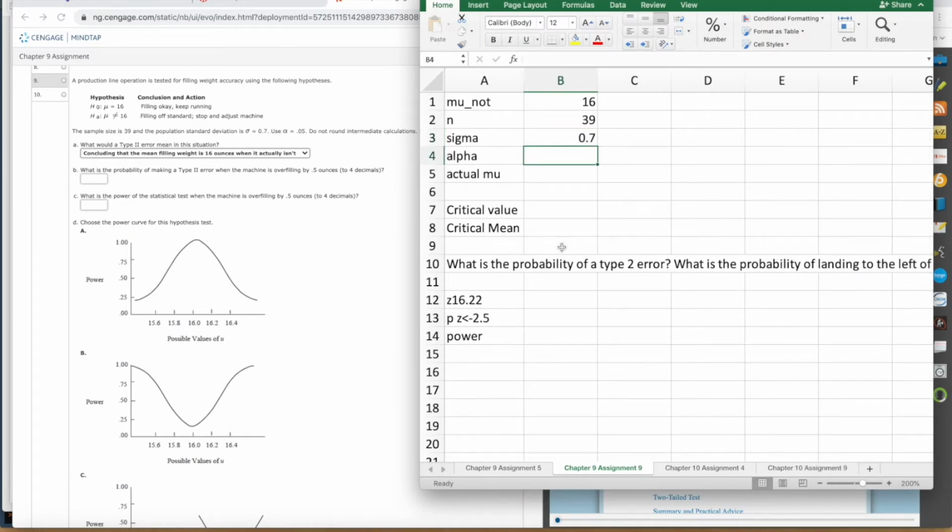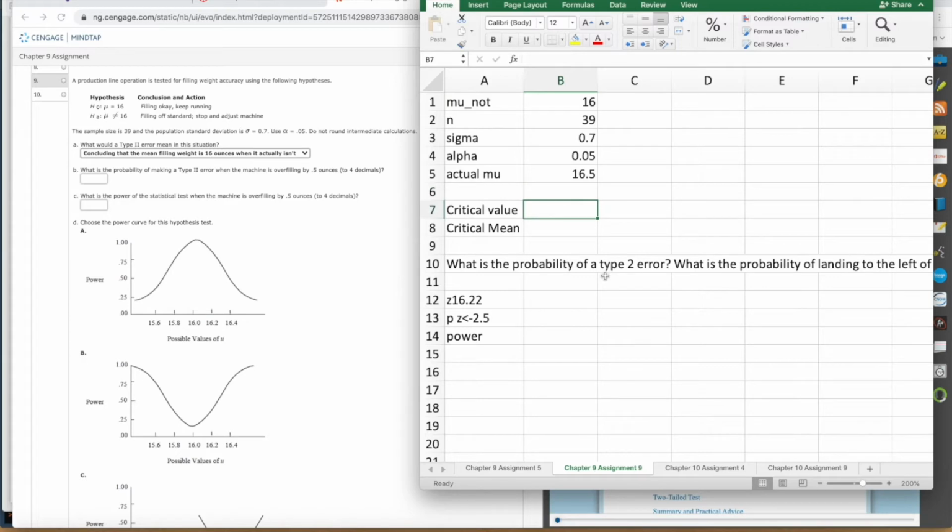Alpha, 0.05. Actual mu, so remember, this is the mu from the hypothesis test. But then the question says, what is the probability of making a type 2 error when the machine is actually overfilling by 0.5? Well, overfilling by 0.5 means 16.5. Okay?